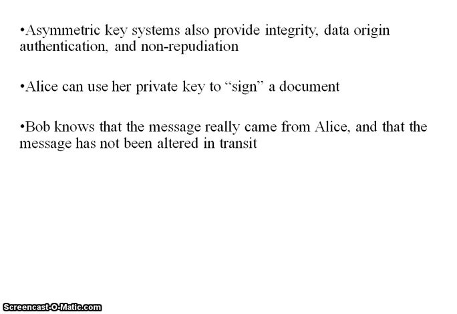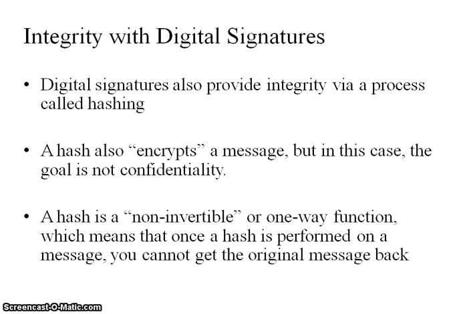The asymmetric key system also provides integrity, data origin authentication, and non-repudiation. Alice can use her private key to sign a document, and Bob knows that the message really came from Alice and that the message has not been altered in transit. So this is one of the concepts which we can call a digital signature. Likewise, using the asymmetric key system, it also provides integrity, authentication, and non-repudiation.